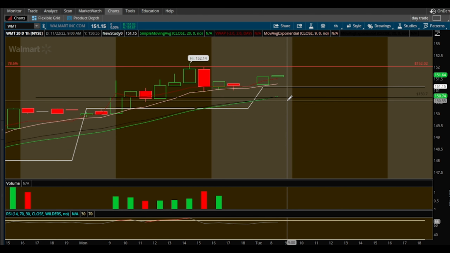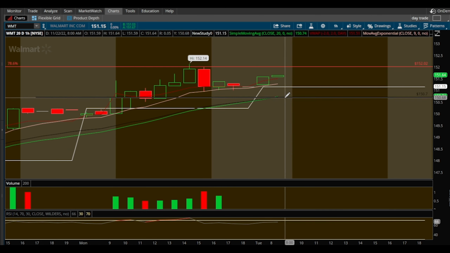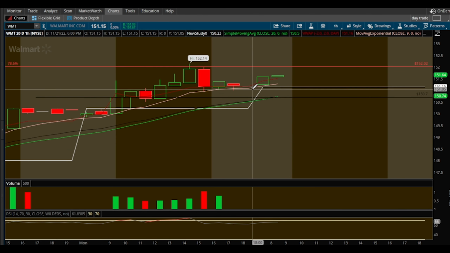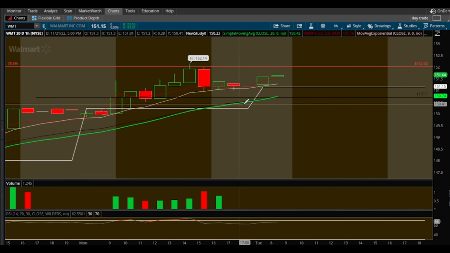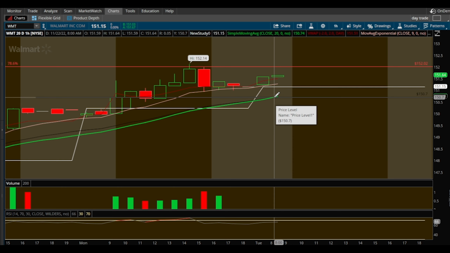First off, I like to take a look at the different setups. One rule: you have to be above that level pre-market. This has to be identified on the hourly time frame as well. You have to identify where that 20 EMA is. As you can see here on Walmart, it's at 150.7. This is called the 20 EMA bounce on the hourly time frame.